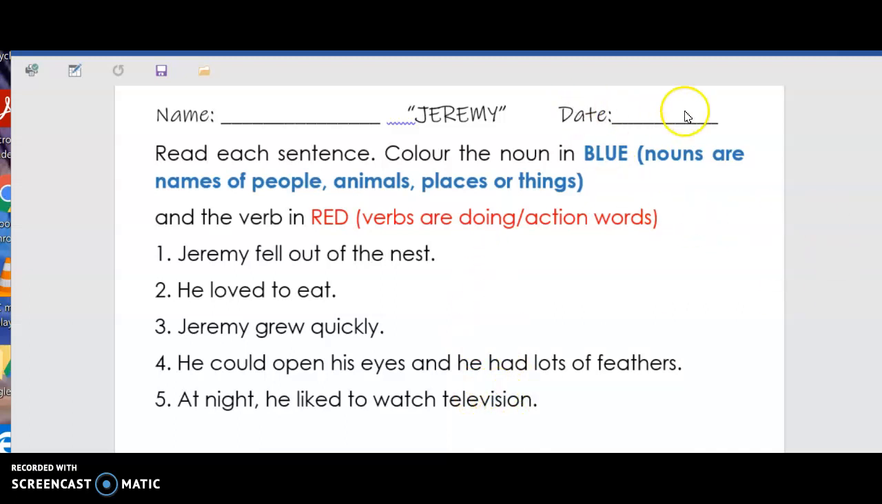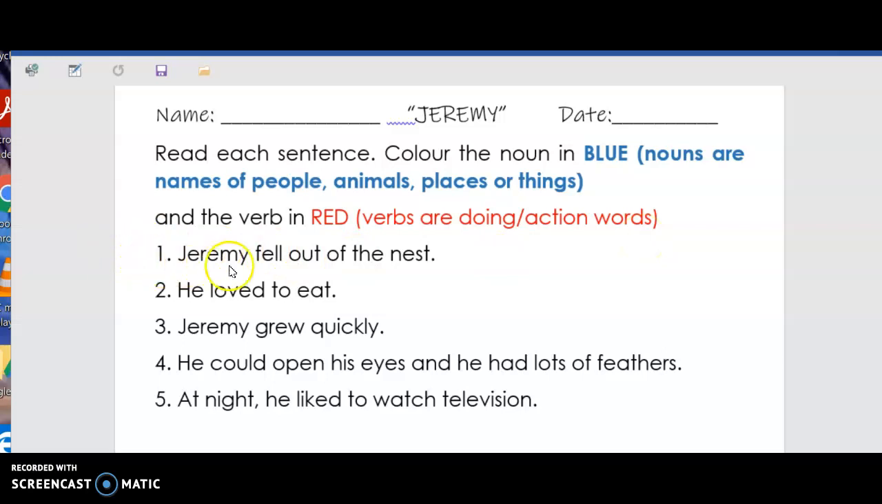And I want you to read each sentence or get someone to help you. Colour the noun in blue. Nouns are names of people, animals, places, or things. And the verb in red. Verbs are doing or action words.